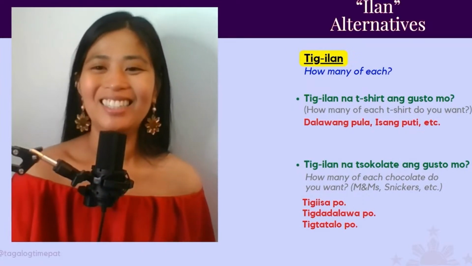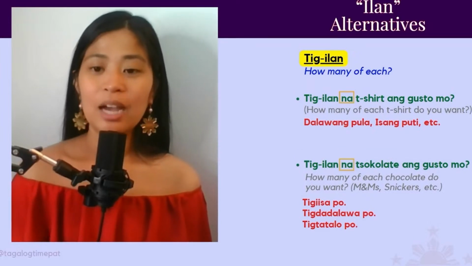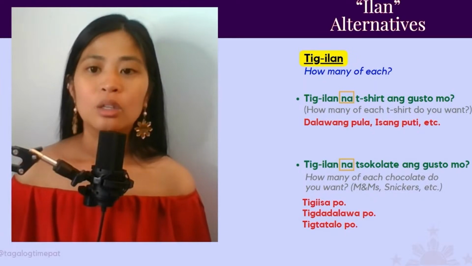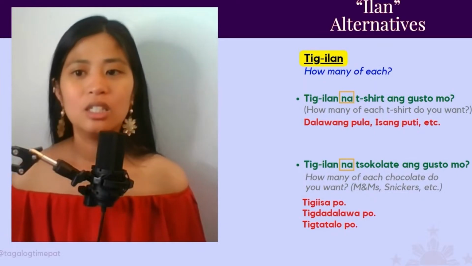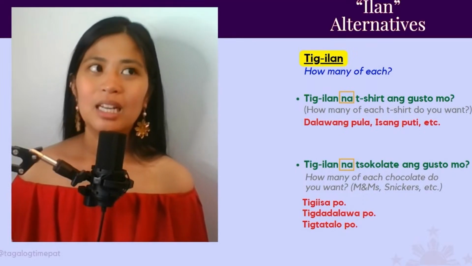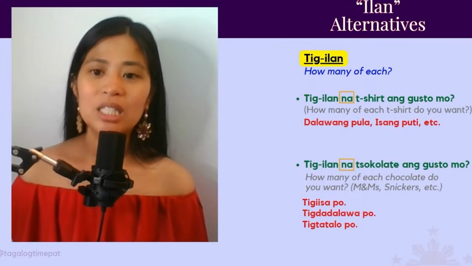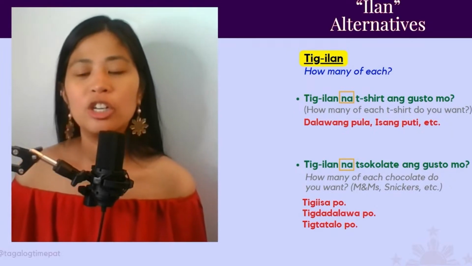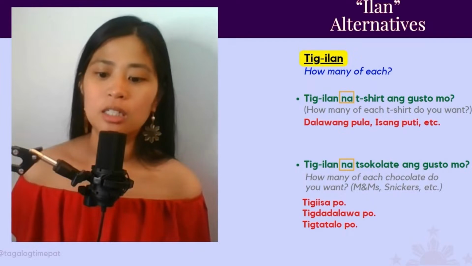You get the idea. And then I want to show you that the question has na. So tig-ilan na t-shirt, tig-ilan na chocolate. And in this case, na is translating as of. How many of each t-shirt, how many of each chocolate do you want?